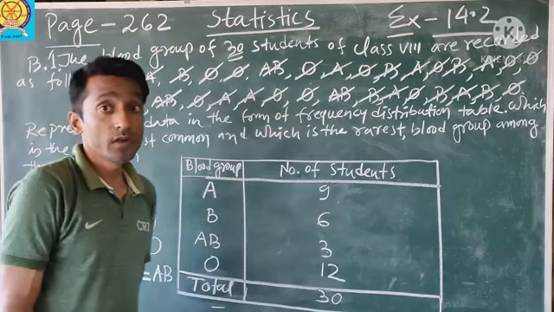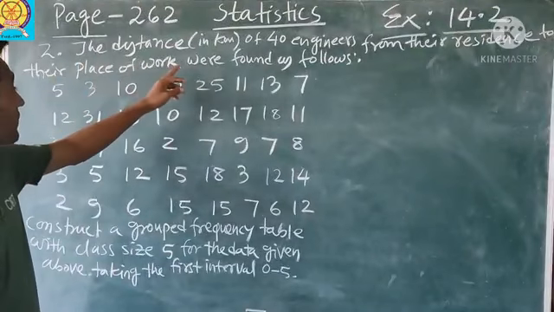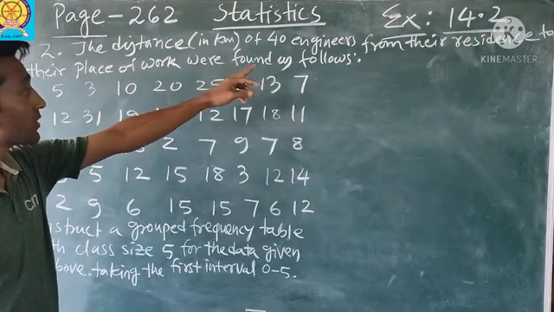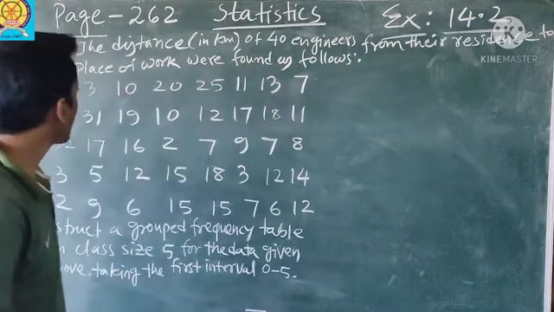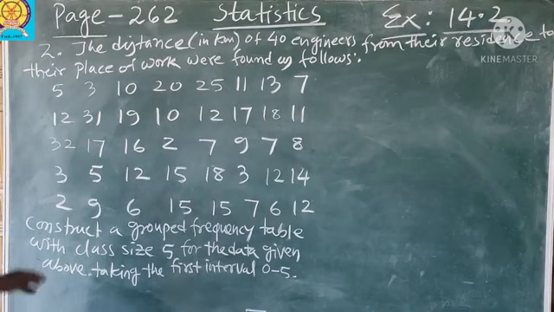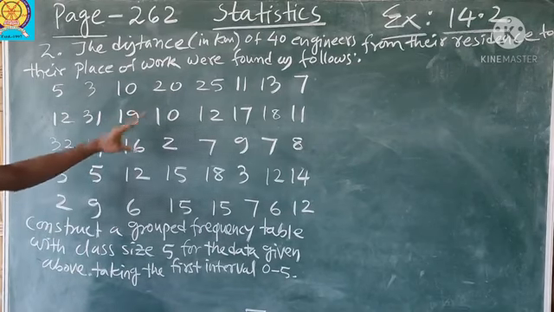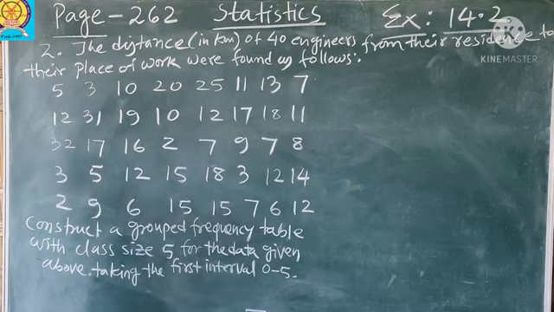So now we will do the next one. Let's see the next question. Question number 2. The distance in kilometers of 40 engineers from their residence to their place of work were found as follows. These are the given data. These given data are the distance of 40 engineers from their residence to place of work.